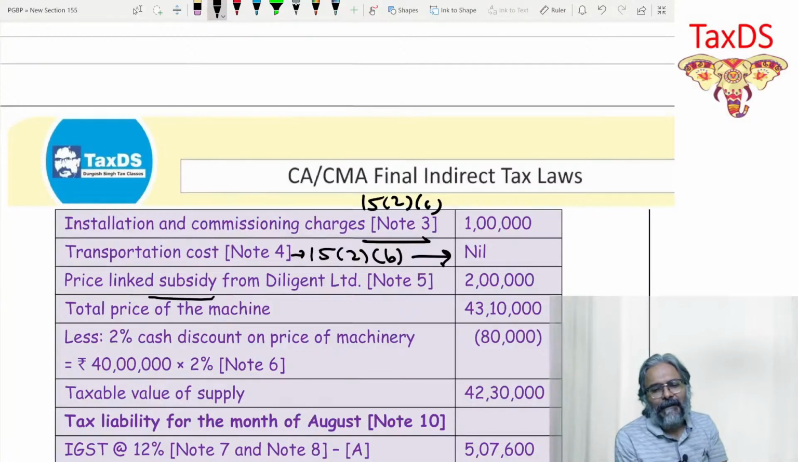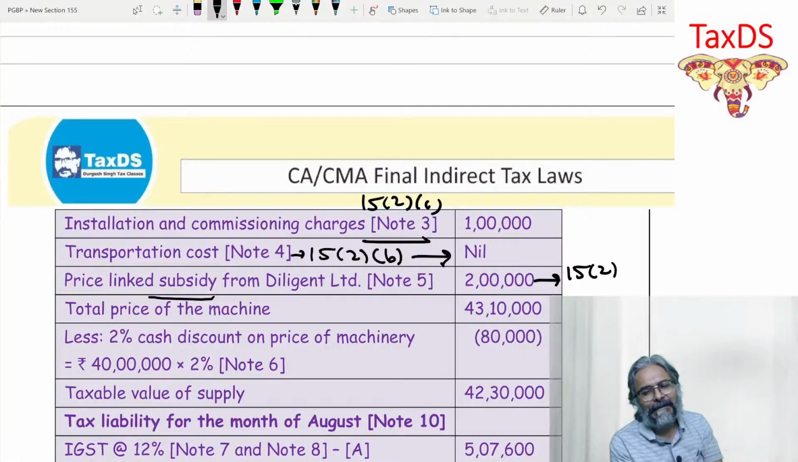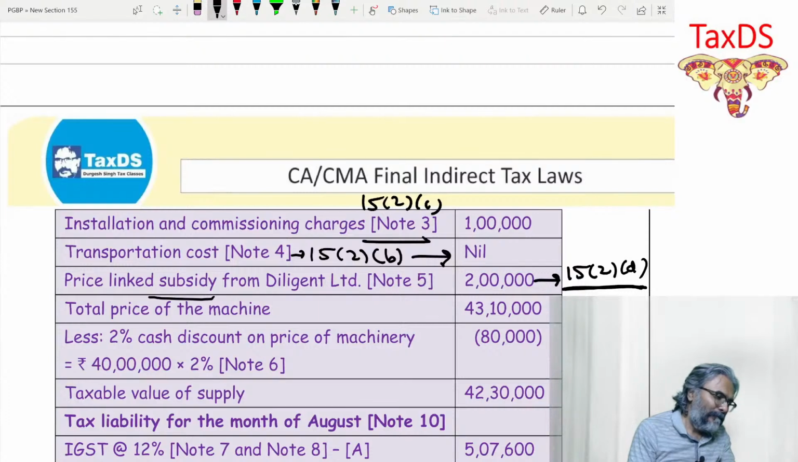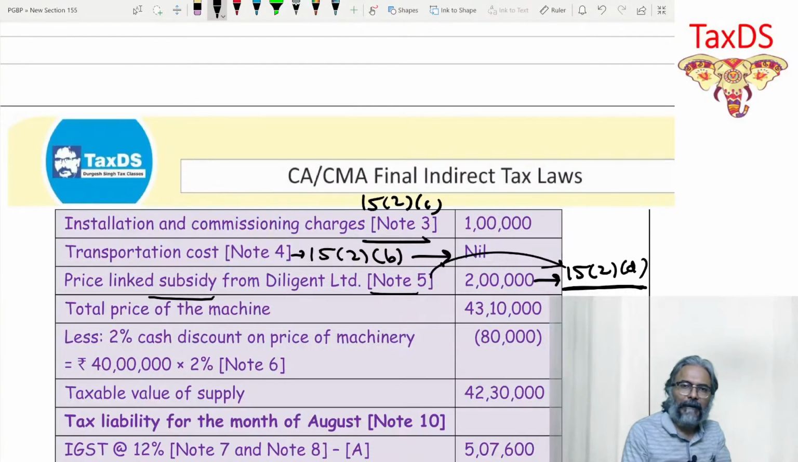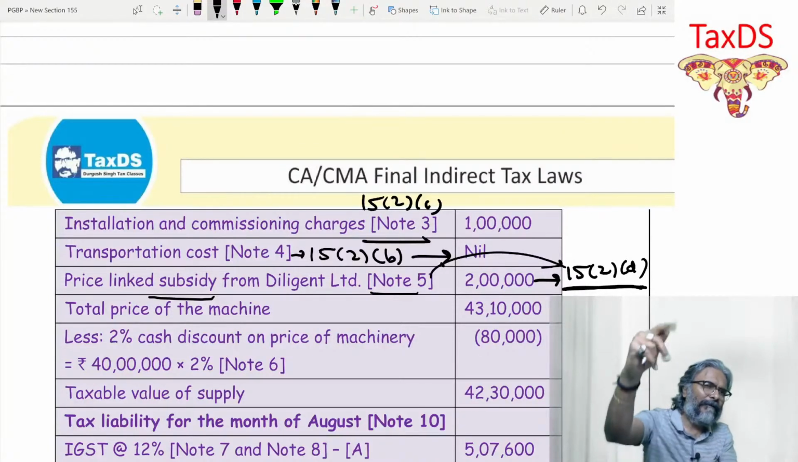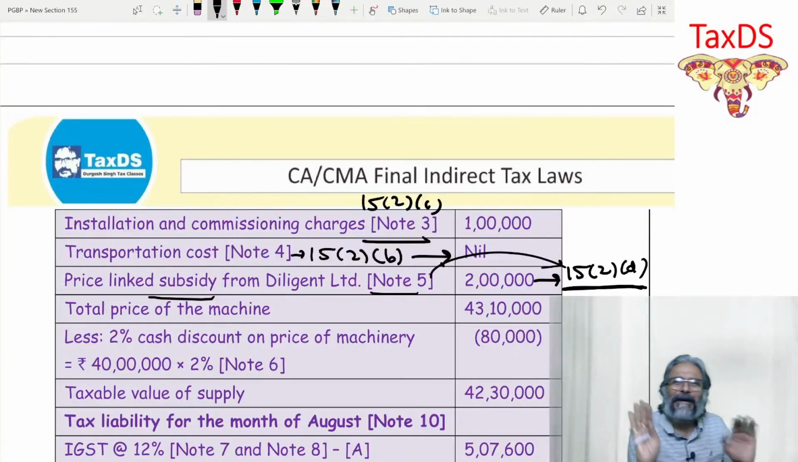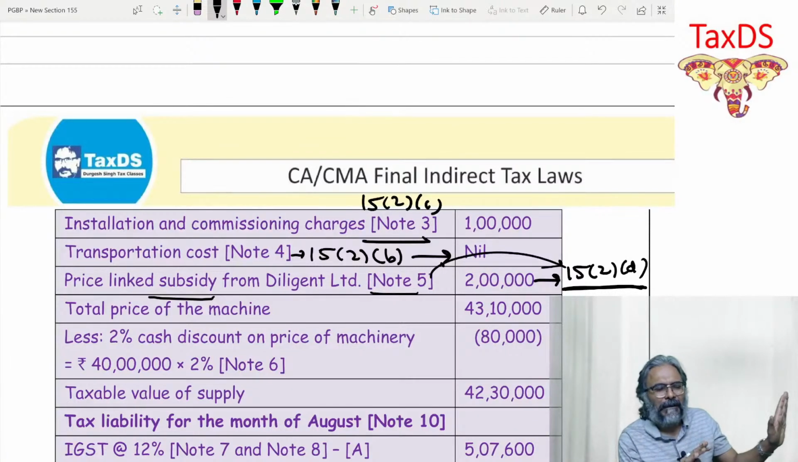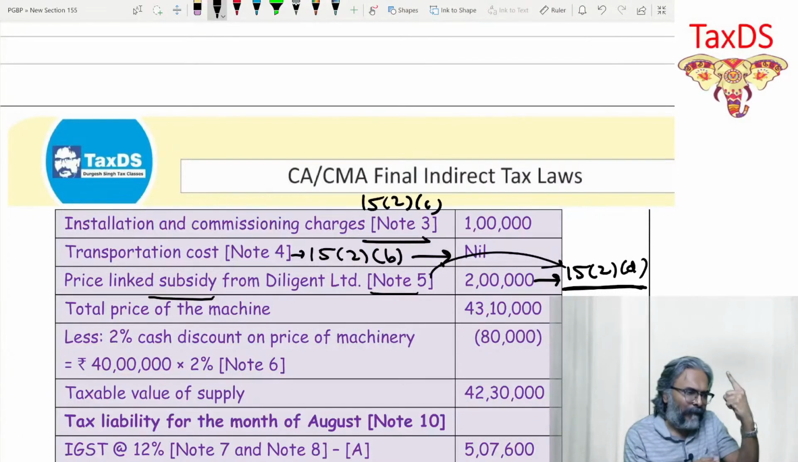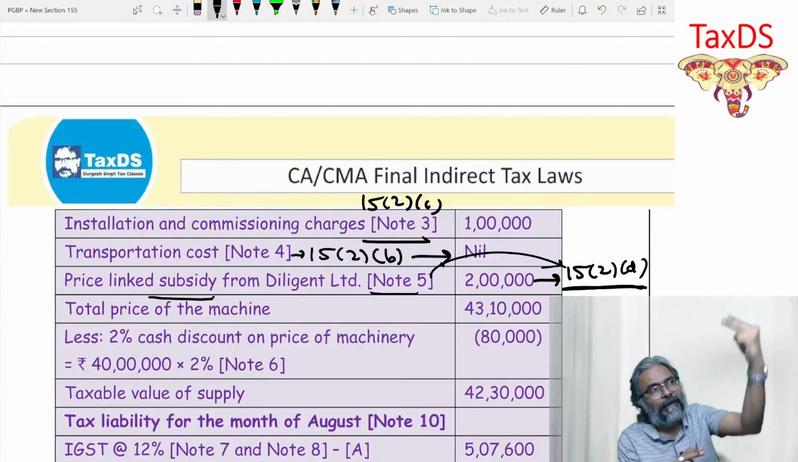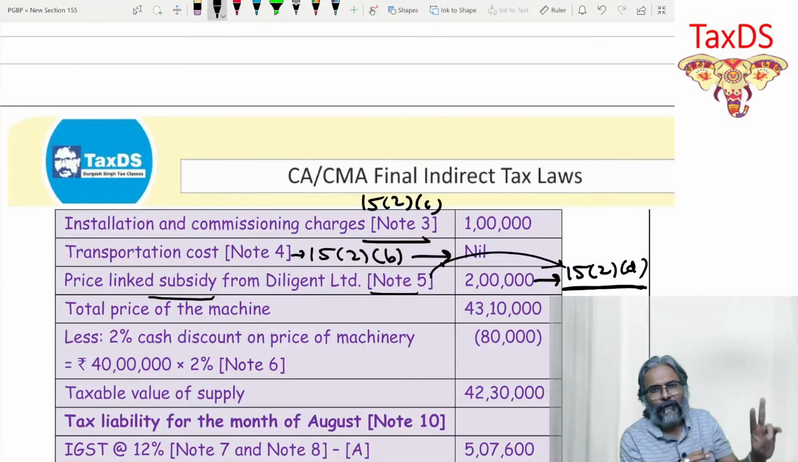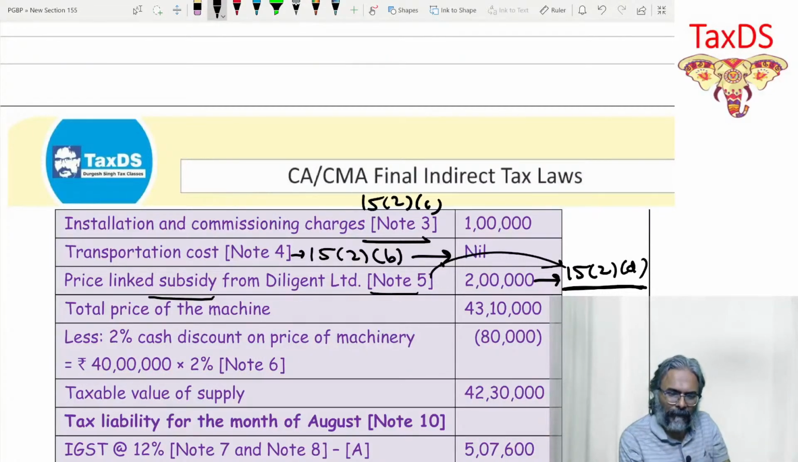Price linked subsidy from Diligent Limited. How much is that? 15 lakhs. Is it to be added? Yes. From non-government. Non-government means 15.2D. Note number 5, 15.2D. It is received from non-government. What is the reason that you are going to write for 15.2D? It is received from non-government. Don't write only this. You will not get full marks. What do you have to write? Received from non-government plus it is linked with the price. Is that clear to all of you?